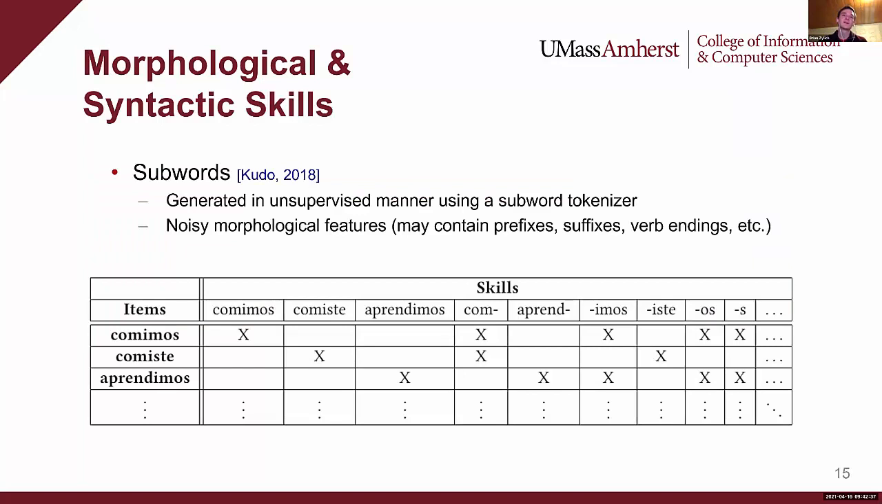Our second group of skills are morphological and syntactic skills. We first thought of using subwords because these can be generated in an unsupervised manner using a subword tokenizer. And these subwords may represent noisy morphological features. So, for example, they may contain prefixes, suffixes, verb endings, plural markers, or other subwords that multiple words may have in common, which you can see in this table. And on the right-hand side are some examples of subwords that are shared between these different words.